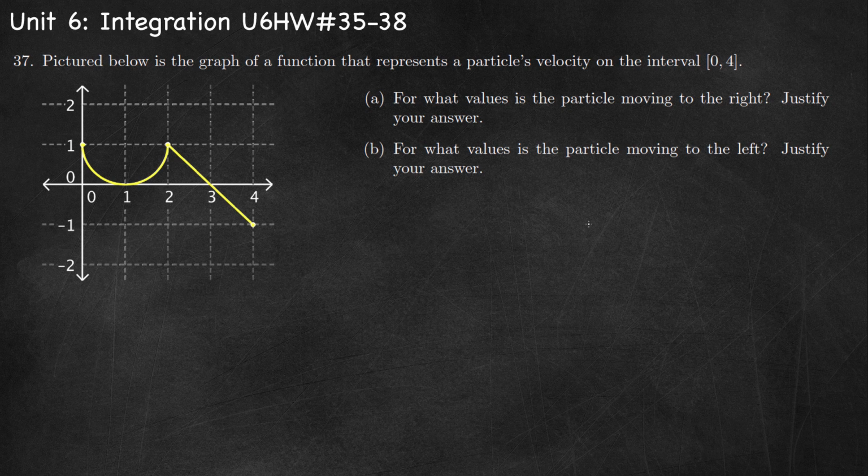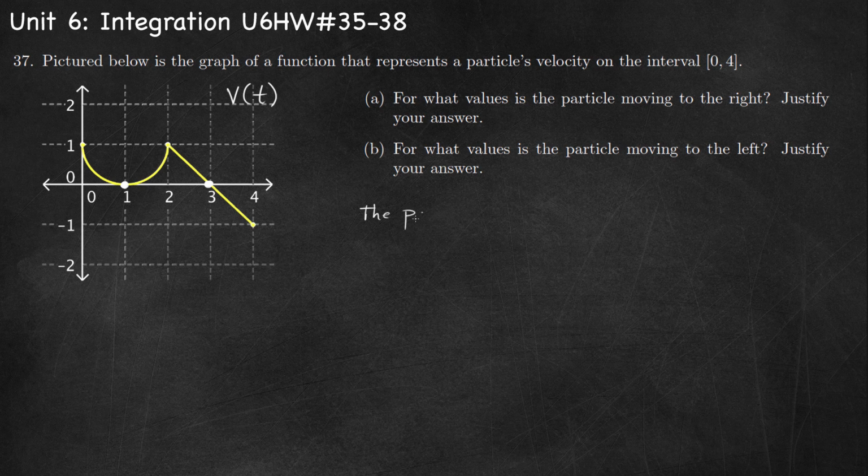Pictured below is the graph of a function that represents a particle's velocity on the interval from 0 to 4. So this is the graph of v of t. For what values is the particle moving to the right? For what values is it moving to the left? So the velocity curve, let's think about where it's positive, where it's negative. It's positive from 0 to 1, not at 1. It's positive from 1 to 2. It's positive from 2 to 3, but not at 3. So wherever the velocity is positive, our particle is moving to the right.